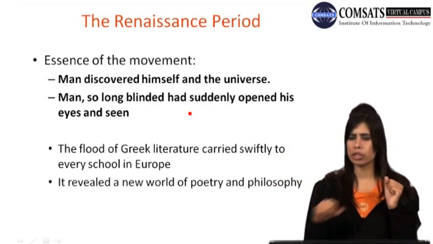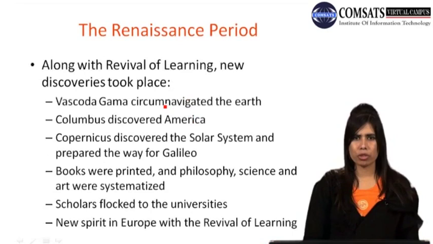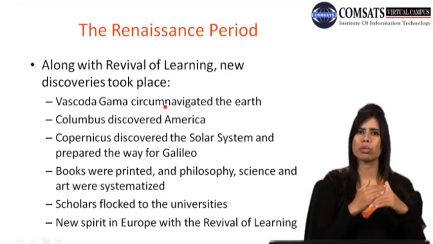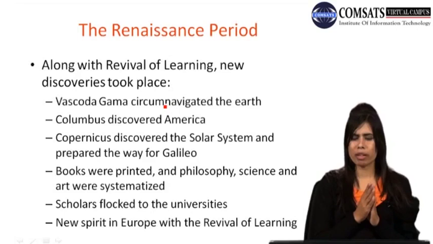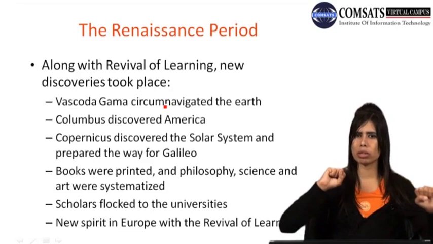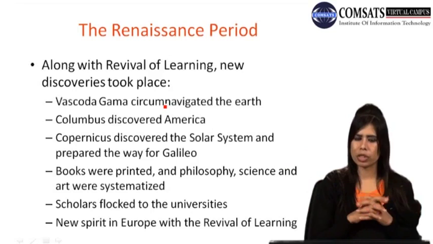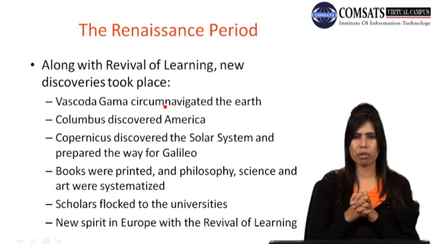Okay. Along with the revival of learning, new discoveries took place. So that was not just the revival of learning or the revolution in philosophy or poetry. Side by side, there were too many other discoveries going on. Vasco da Gama navigated the earth, okay, so he was the person who introduced the concept, and Columbus discovered America. We are talking about the Renaissance period in the history of English literature, and meanwhile these discoveries were also going on. Copernicus discovered the solar system and prepared the way for Galileo. So here, my dear students, you can see that it was for the first time that the solar system was described, and this person provided the way for Galileo as well, okay.